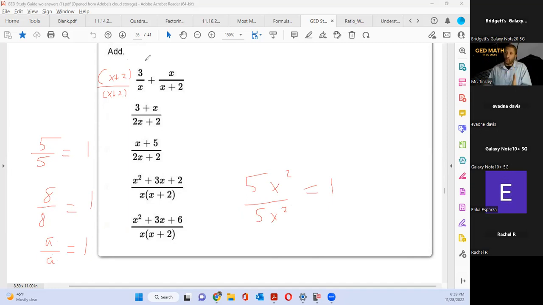So we multiply this left expression by x plus 2, and we multiply this second expression by x. Now, we just went over multiplying binomials and the distributive property. So what I did was I reordered this one, 3 times x plus 2 over x times x plus 2, so it looks like what we've been doing. Then x times x over x times x plus 2. So you can see that the denominators are the same. This is the distributive property. This is what you should already know.